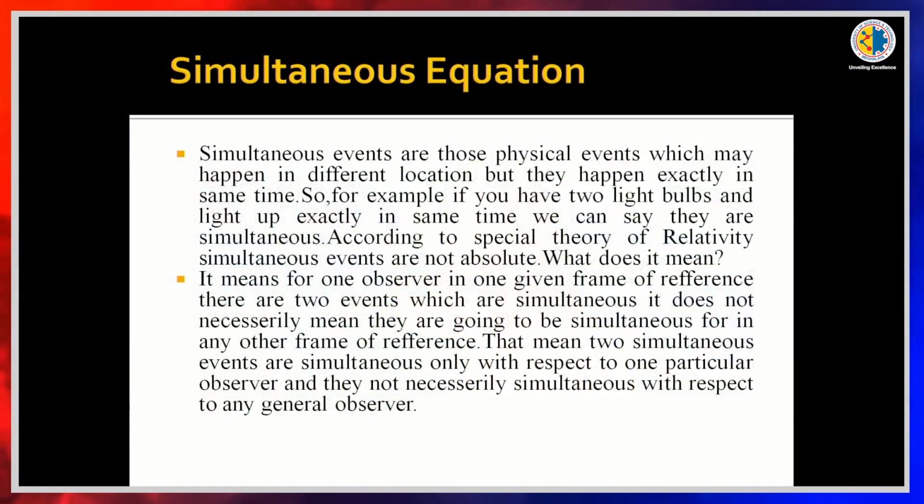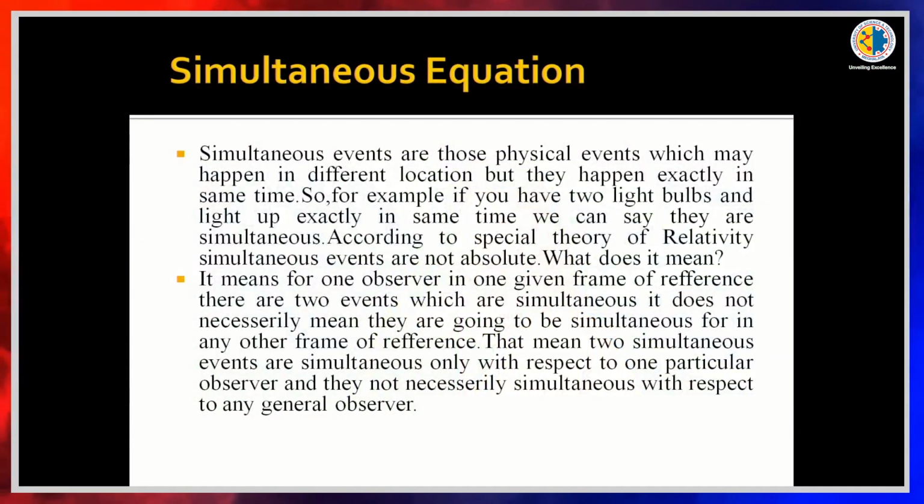According to the special theory of relativity, simultaneous events are not absolute. What does it mean? It means that for one observer in one frame of reference, there are two events which are simultaneous. It does not necessarily mean they are going to be simultaneous in any other frame of reference. So, simultaneous events are simultaneous for one frame of reference, but it is not necessary that they are going to be simultaneous for the other frame of reference. That means two simultaneous events are simultaneous only with respect to one particular observer, and not necessarily simultaneous with respect to any general observer.